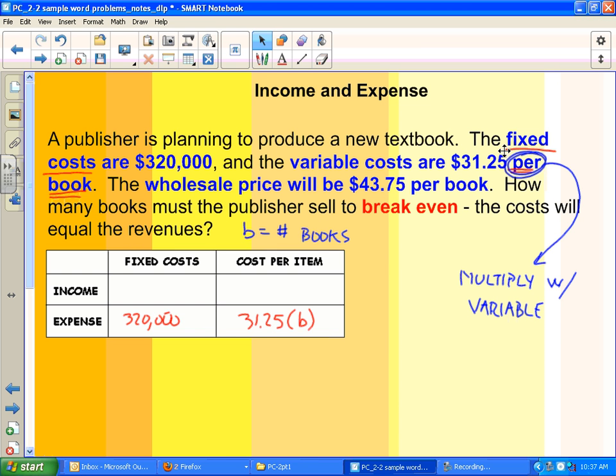So this is an income then. That's an income because it's a wholesale price. So that is a per thing. So that's this number right here.